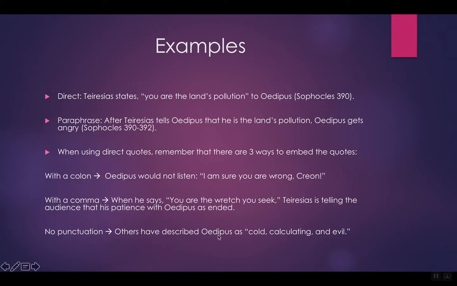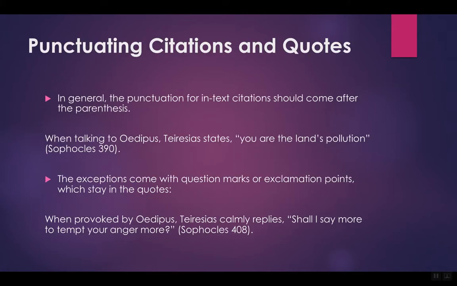Others have described Odysseus as cold, calculating, and evil. And then, of course, you would cite it here. It might be Sophocles 390 or whatever. Anyways, just a couple different ways, and use what's comfortable to you. Copy this if you like. Just practice is what's most important.